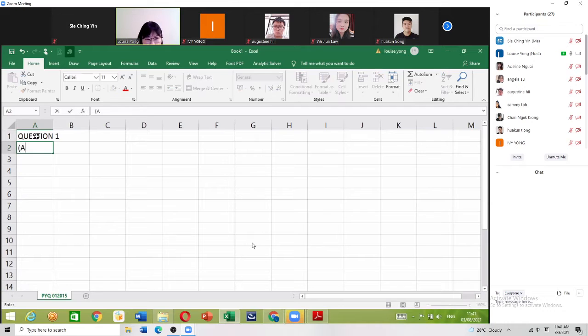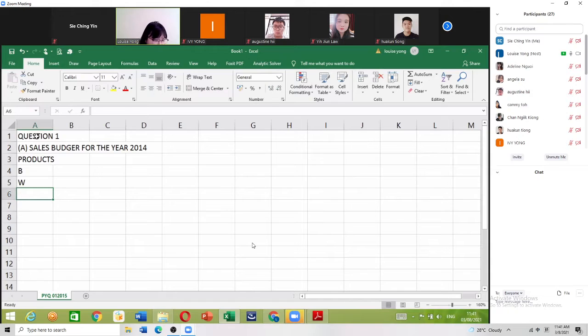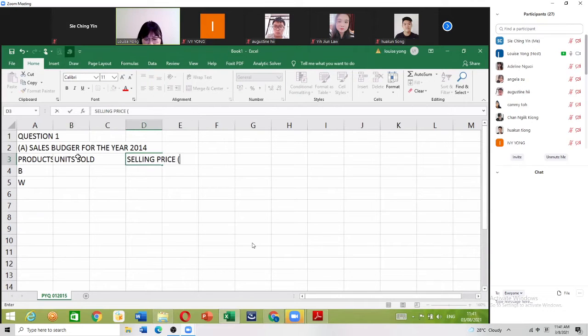So question 1, part A asks you to present your sales budget for the year 2014. You have two products, B and W. Here, what is your units sold, what will be your selling price, and what will be your total revenue?